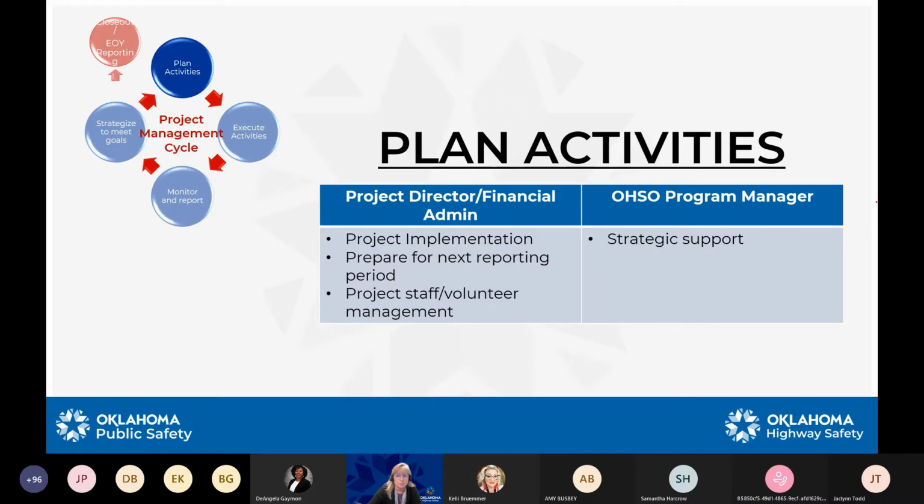So what are the different roles here? Your project director will implement the activities, track the activities, adjust activities in line with your agreement to meet the goal, manage the staff or volunteers, submit the activities in the progress reports, and prepare for the next reporting period. The financial administration in this context is the person submitting payroll and signing off on the summary spreadsheet. And your highway safety program manager will offer strategic support within the initiation of the project, conducting activities, and help you towards your goals.